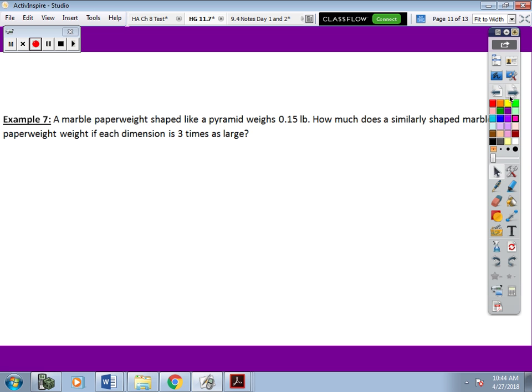All right, the last one talks about a pyramid paperweight, a marble paperweight shaped like a pyramid. It weighs 0.15 pounds. How much does a similarly shaped marble paperweight weigh if each dimension is 3 times as large? So first of all, weight. Do you think weight would represent their ratio of sides, their area, or their volume? Volume, because weight would be how much is inside, and that would tell you how heavy it is. So weight is going to be using a volume ratio. Each dimension is 3 times as large.